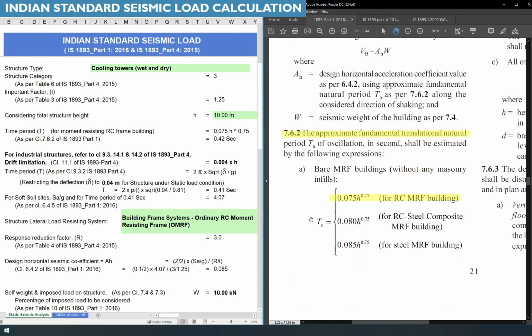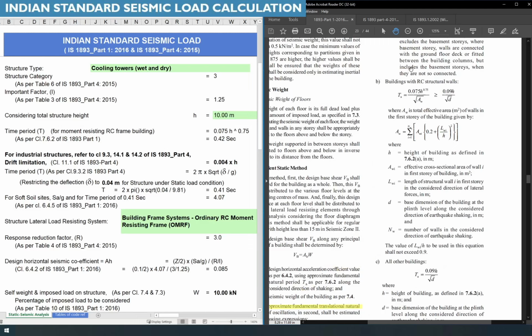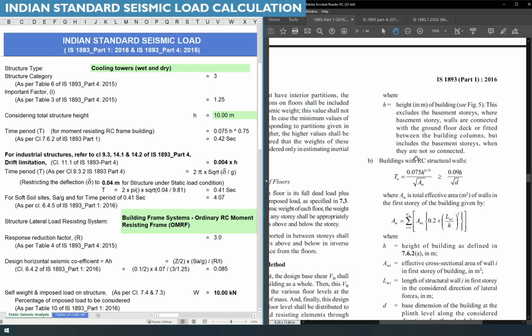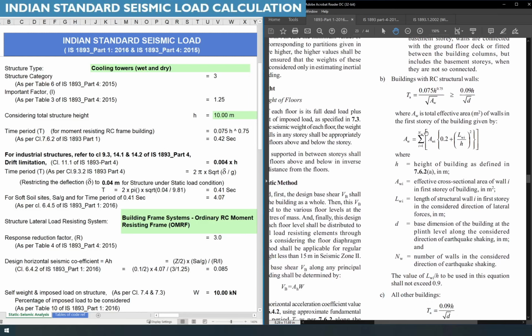Here you can see the approximate fundamental natural period Ta is 0.075 h^0.75 for RC moment resisting frame building, 0.08 h^0.75 for RC steel composite moment resisting frame building, and 0.085 h^0.75 for steel moment resisting frame building. Also for other types of structures and structural systems, the time period calculation formulas are given here.